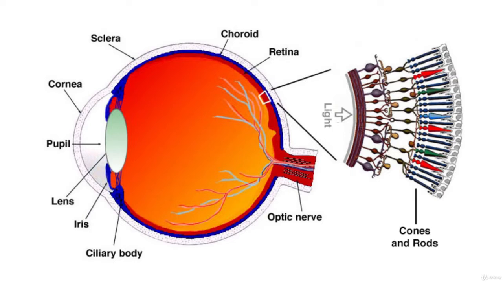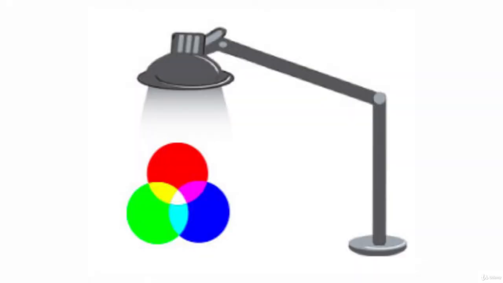The cells will send the information to the brain, and then our brain can interpret them as colors. So essentially, our eyes can only see red, green, and blue, like the main colors, RGB. And all the other colors are a mixture of these wavelengths, and our brain kind of makes those up itself.